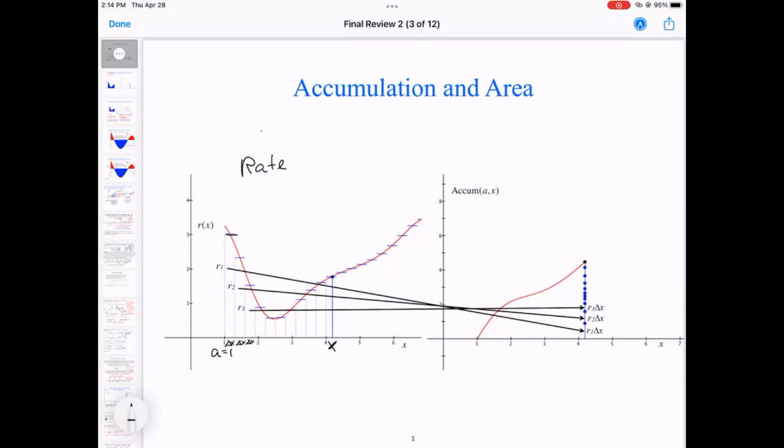It doesn't have to be that way in theory. It just makes the calculation nicer, and the formula is nicer if you use the left-hand point for the accumulation function. But the idea is we create constant rates in each delta X interval. Why constant rates? Why do we use constant rates?